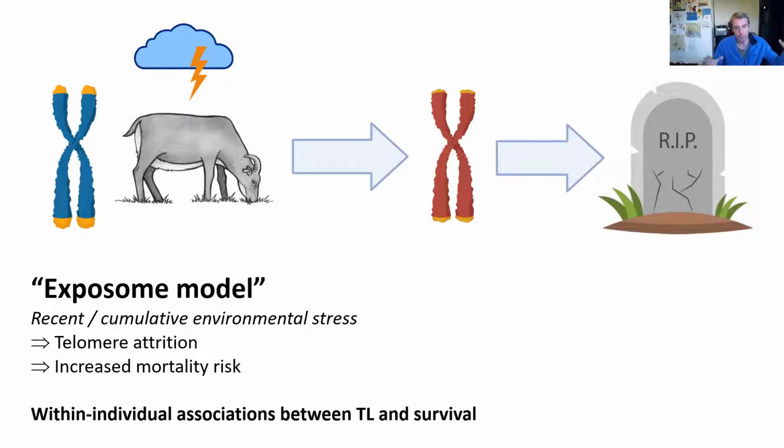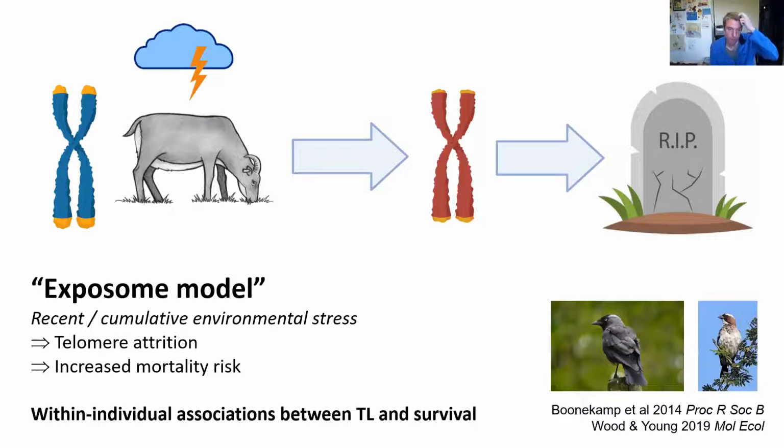And this suggests that the relationship between telomere length and survival should exist at the within-individual level. So it should be associated with reductions, loss of telomere length over relatively short periods of time within the lifespan of an individual. And there is some evidence, say, from birds for this kind of relationship, that telomere attrition over a certain period of time is associated with mortality. Most of these kinds of studies, however, focus only on quite early life, so the nestling period and telomere attrition in that period. They're not looking across the entire lifespan.